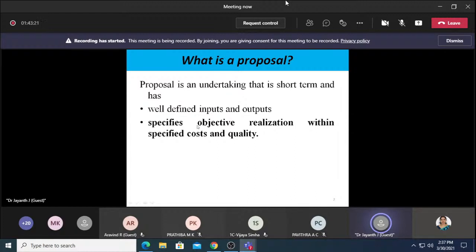For that, you need well-defined inputs and what output you're going to give. Next, you need the objectives, which should be realized clearly. So what is the work you are doing, and what is the objective you need to fulfill with a specified cost and quality. Now, where can I get these proposals or these ideas?